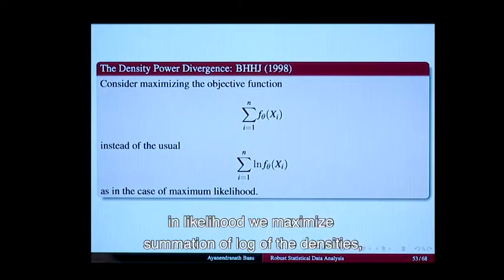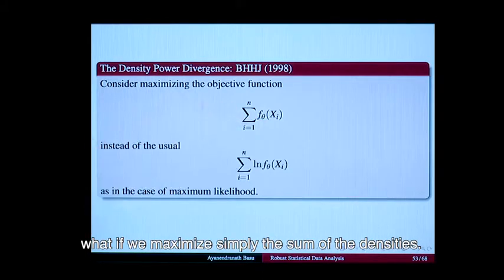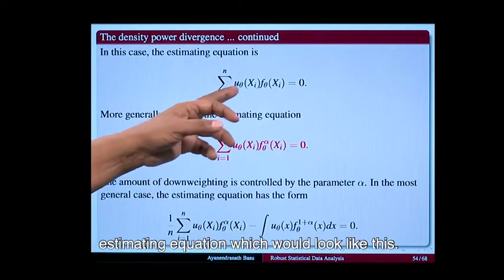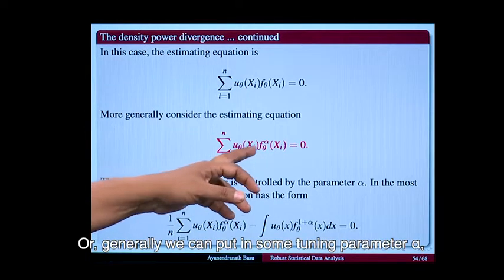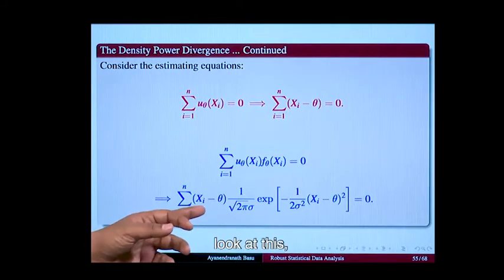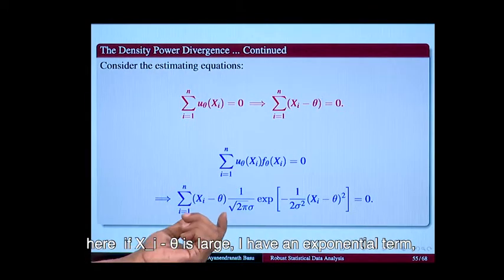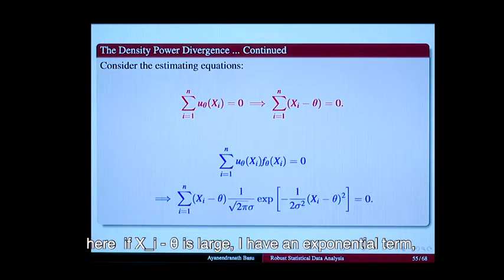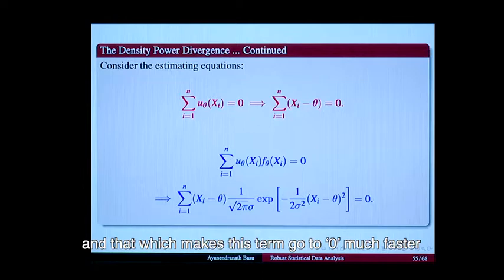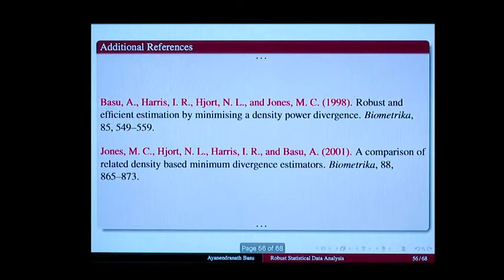Another idea, in likelihood we maximize summation of log of the densities. What if we maximize simply the sum of the densities? In this case, we would end up with an estimating equation which would look like this, or generally we can put in some tuning parameter alpha, in which case it will look like this. So, if I study this estimating equation, look at this. Here, if xi minus theta is large, it has a heavy impact. Here, if xi minus theta is large, I have an exponential term with the negative of the square in that, which makes this term go to 0 much faster than this term increases. So, this cannot have an undue impact on your estimation anymore. Okay, some references to this.